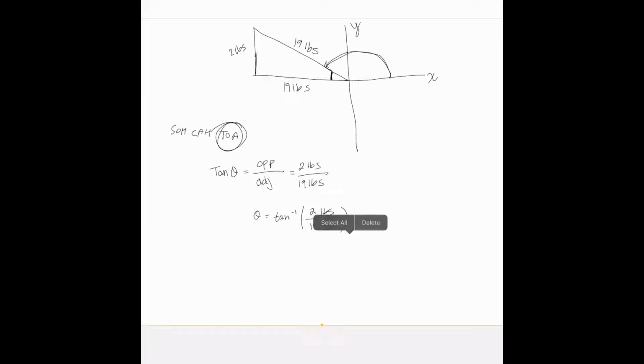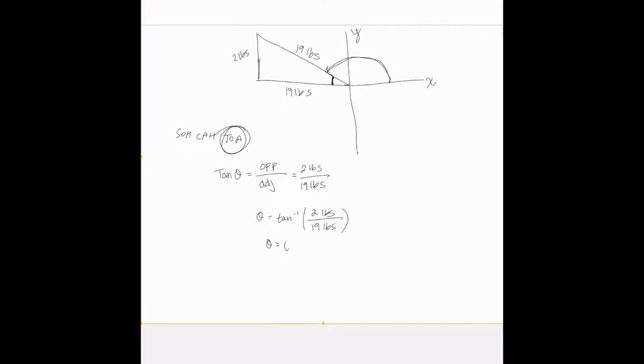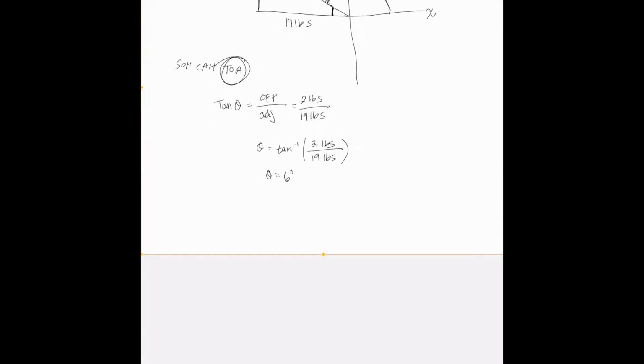So I get theta equal to 6 degrees. So again, this up here is not drawn to scale at all, but that's okay because it's just a visual representation. So now that we know that that's 6 degrees, you can either draw little axes and put theta there, and you can indicate that that's what you mean by theta equals 6 degrees.